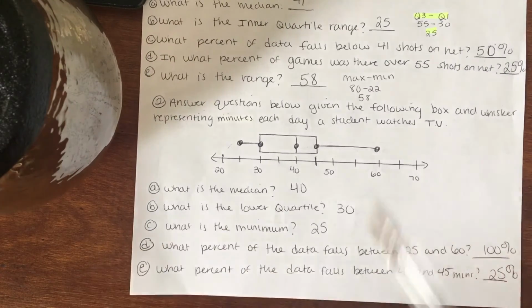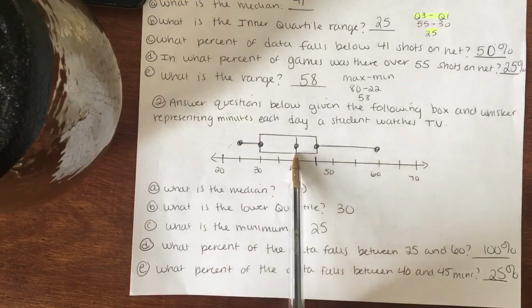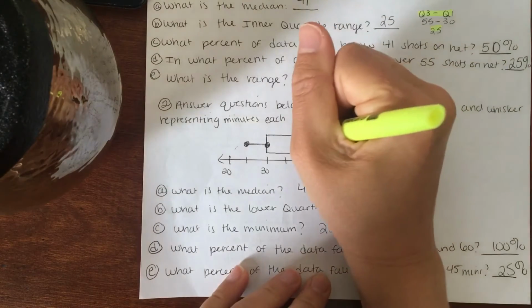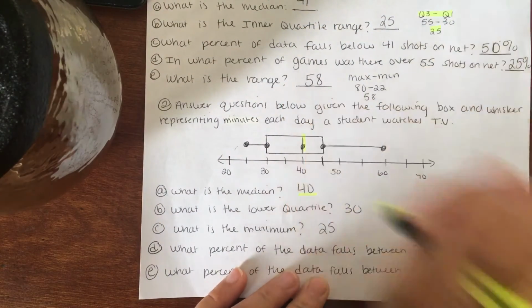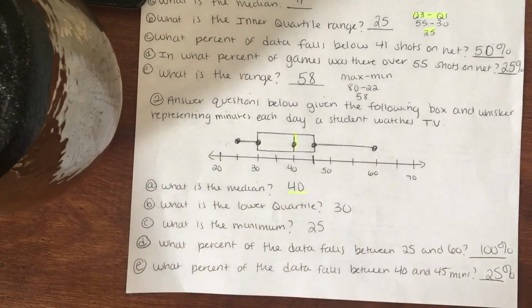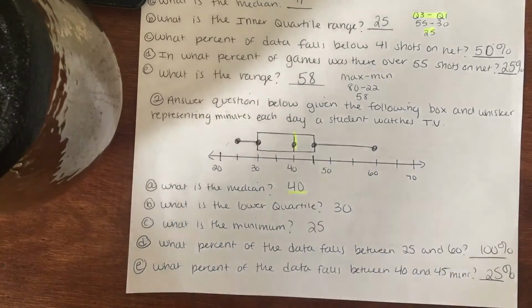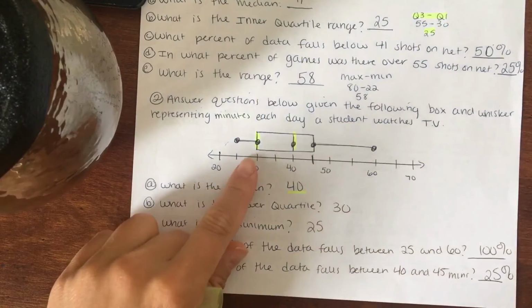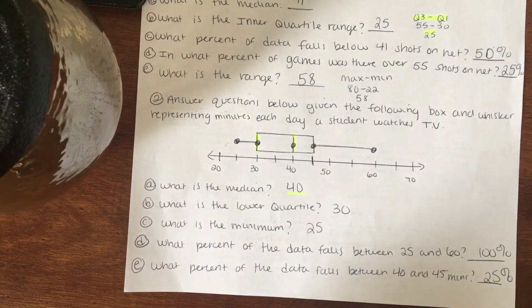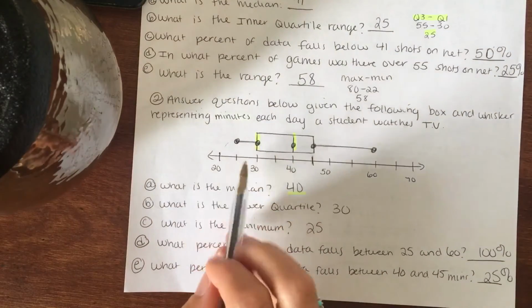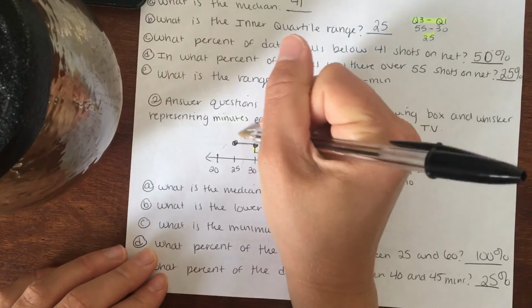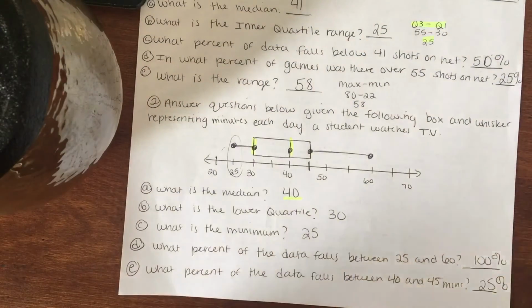Question number 2, you were taking this box and whisker and answering the questions from it. So what is the median? You had to realize that the middle part of the box is the median right at 40. What is the lower quartile? So that's the lower part of the box. That's your Q1, so that would have been 30. And what is the minimum? You first had to realize that we're counting by 5s here, so the minimum would be right here, that smaller whisker at 25.